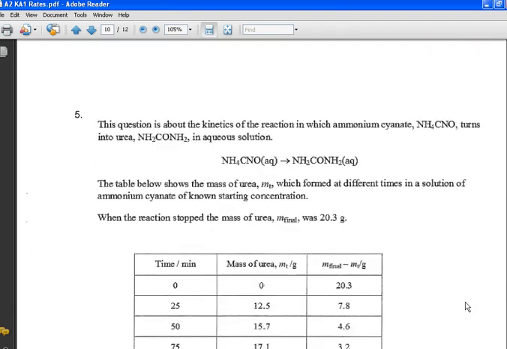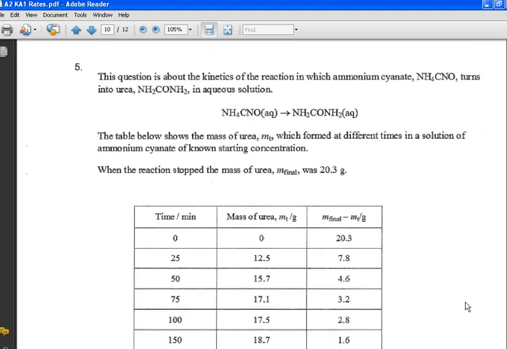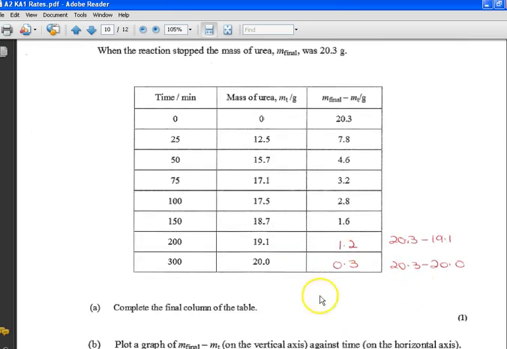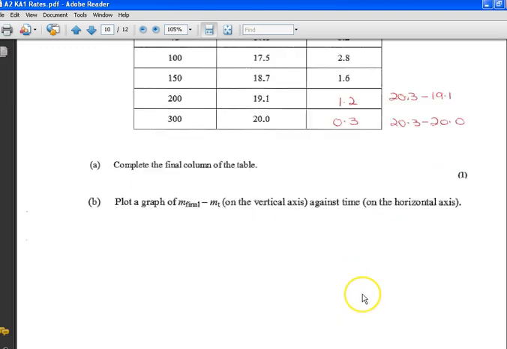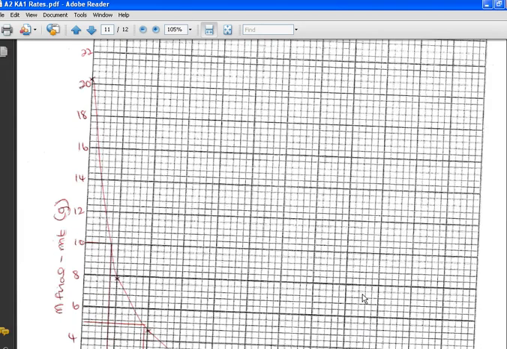Right. And I think we're coming to the last question now. Okay. So we're looking at ammonium cyanate turning into urea in an aqueous solution. Okay, so this is a pretty straightforward calculation, but here some of you got this wrong. So obviously 20.3 was your final volume, so you take this number away from it. Okay, that's for 1 mark.